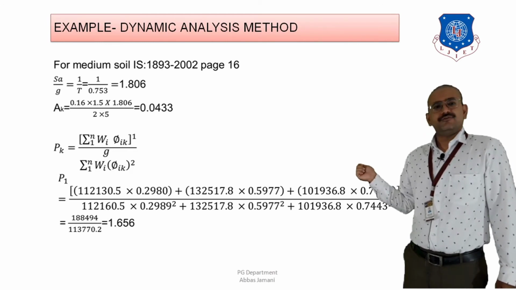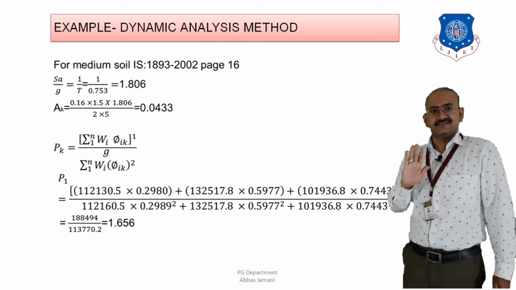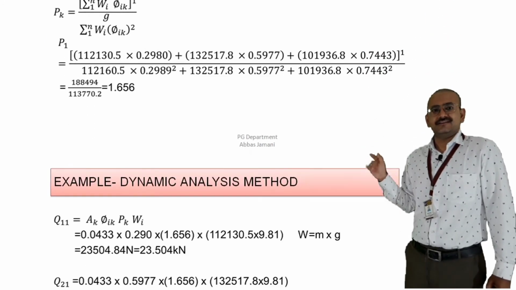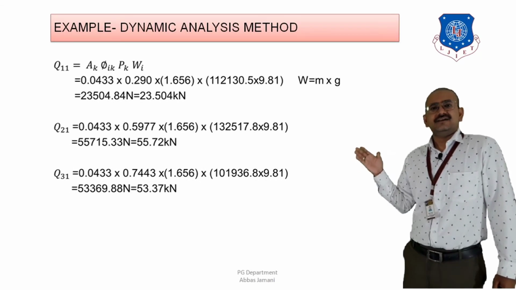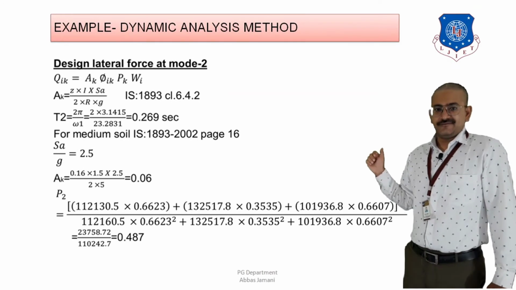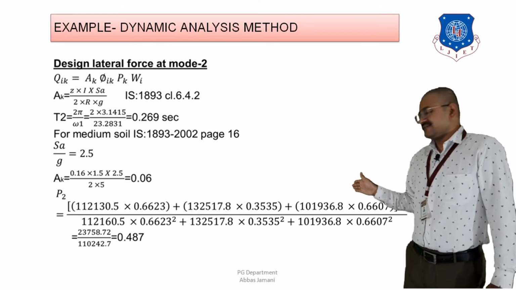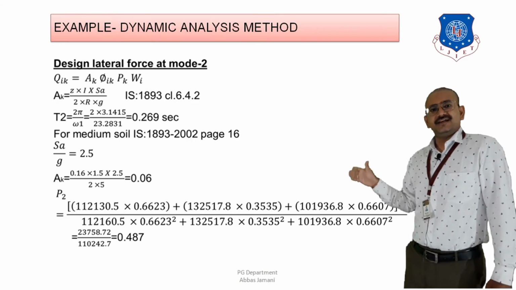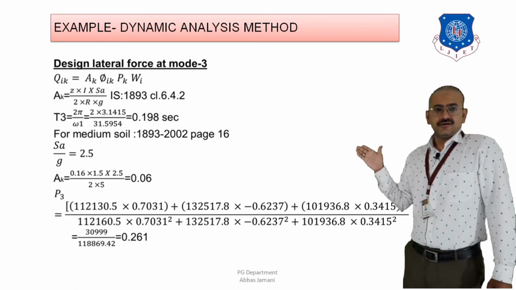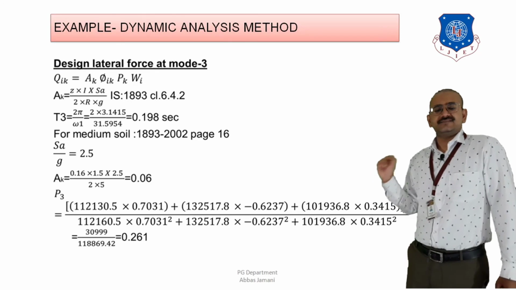the percentage of earthquake is 0.433, that is 4.33 percent of the total seismic weight is going to be applied as the lateral load on the building. However, if you look at the second and the third case, then in the second case, the value of time period is reduced to 0.269, right? And when the value is reduced to 0.269, then the value of AK is 0.06. And similarly, for the third case also, where the value of time period is 0.198, the value of AK is coming as 0.06.